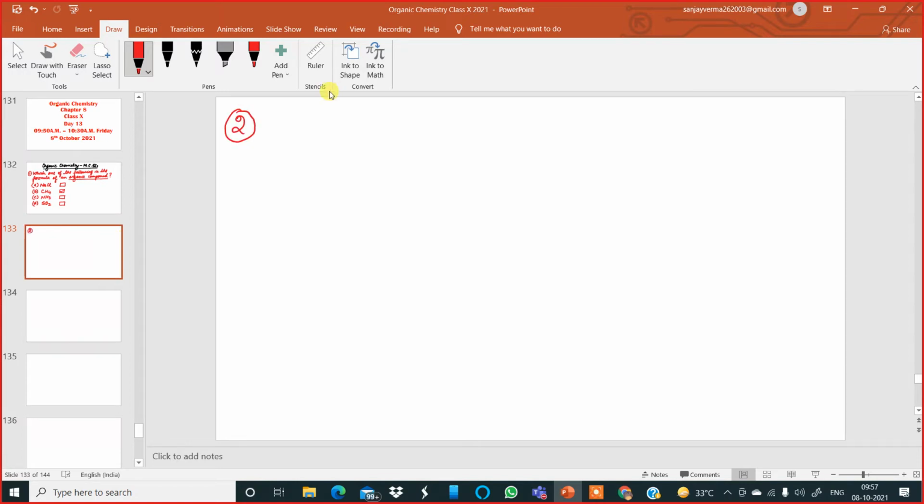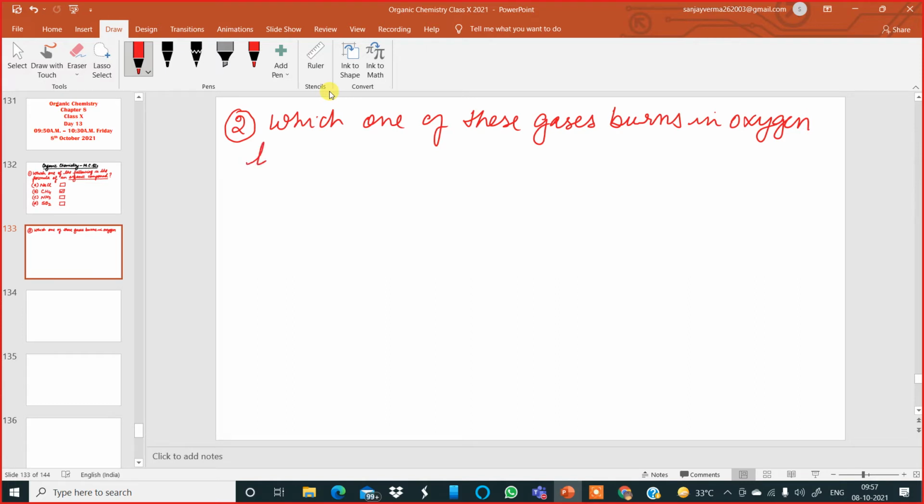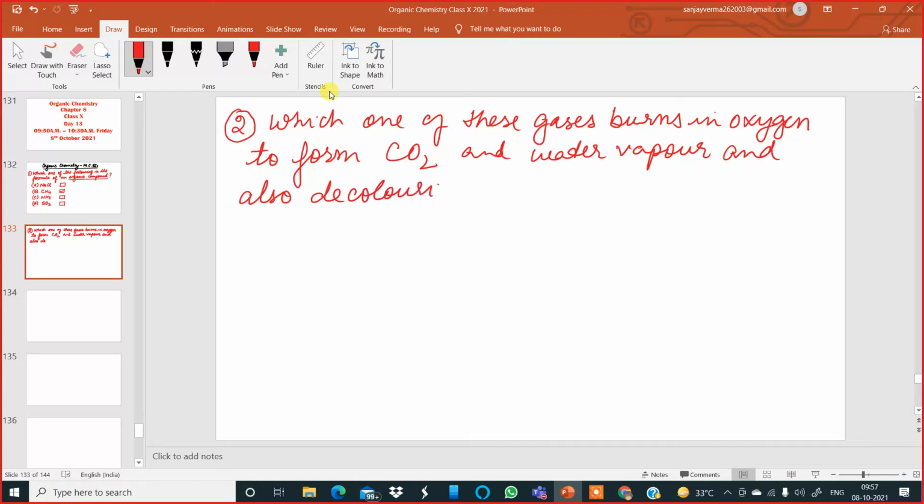Number two, let's see. It's a very, very tricky question. I'm writing the question. Which one of these gases burns in oxygen to form carbon dioxide and water vapor and also decolorizes bromine water? This is also an important question.